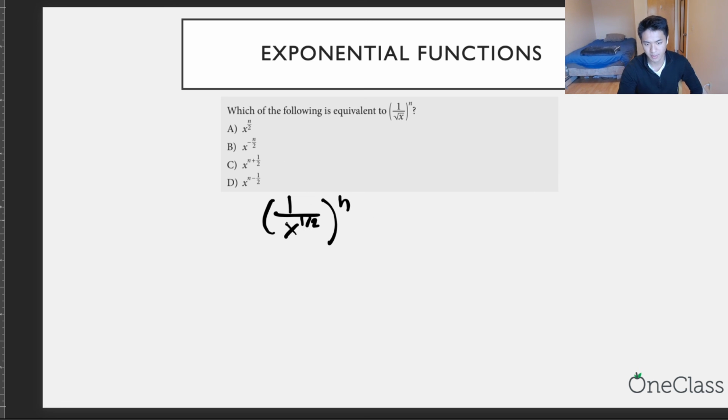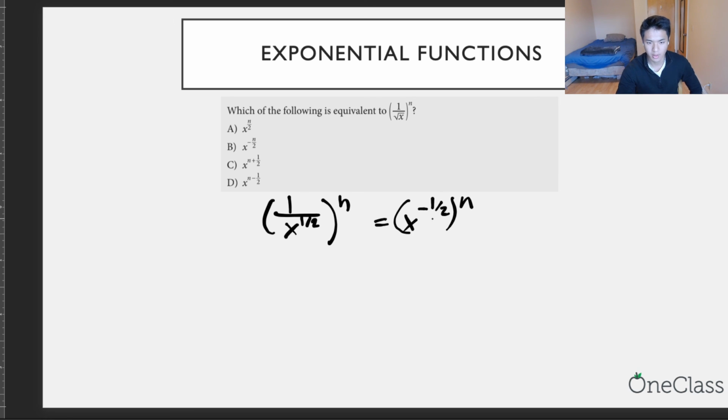We can say we want this on the top. How do we do that? Well, we know that anytime we have something in the denominator position, it's really just the exponent is a -1, right? So we can multiply 1/2 by -1. We get x to the power of -1/2, all to the power of n.